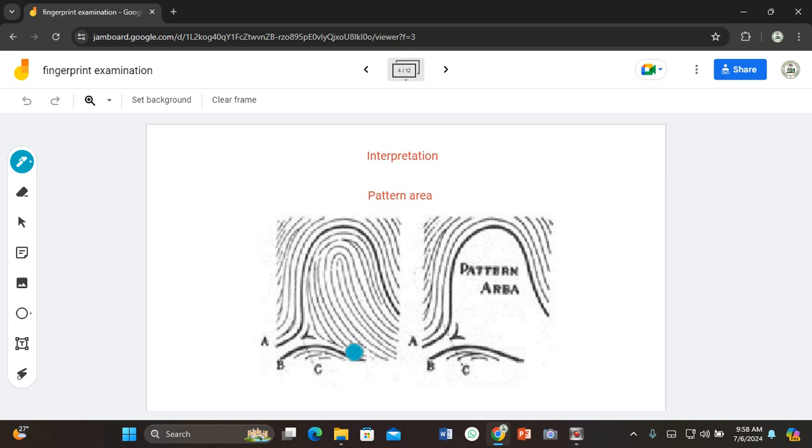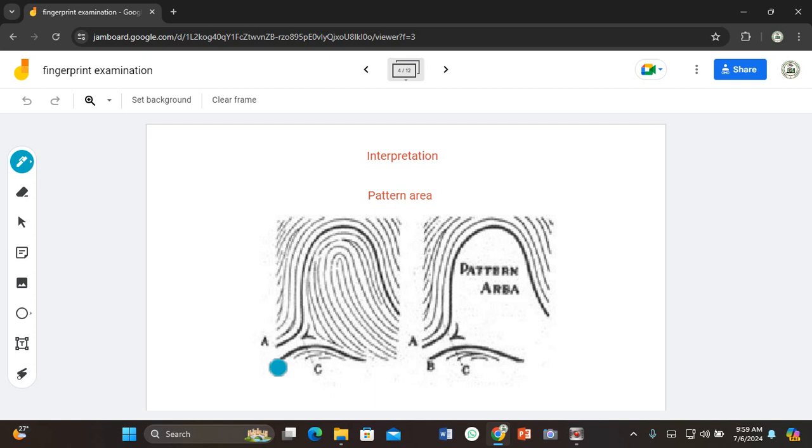Now, before we can say this is the pattern area, what you need to do is to identify the type lines. And the type lines are defined as the two innermost ridges. Look at ridge A and B. The two innermost ridges which start parallel, diverge, and surround or tend to surround the pattern area.